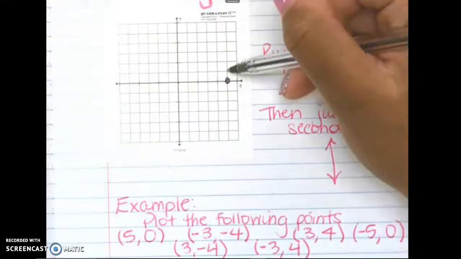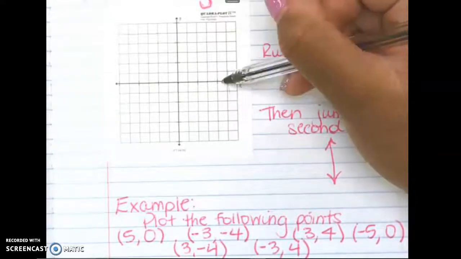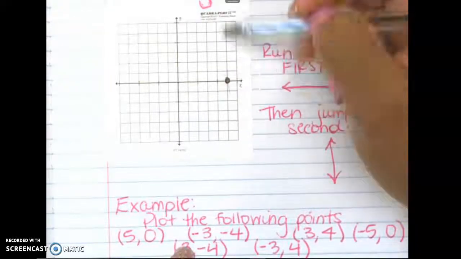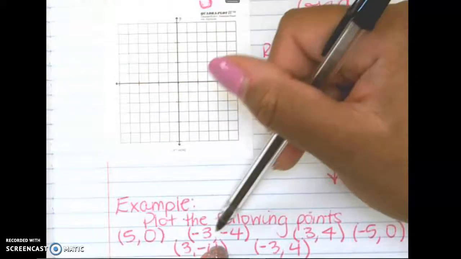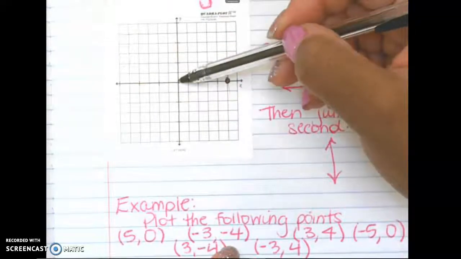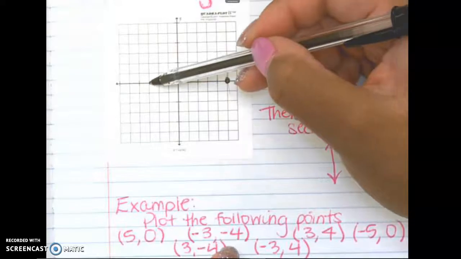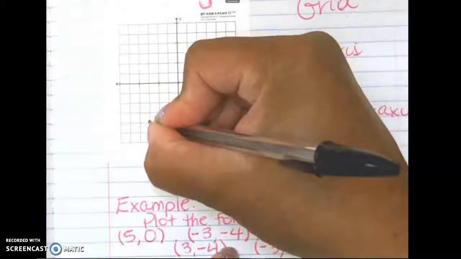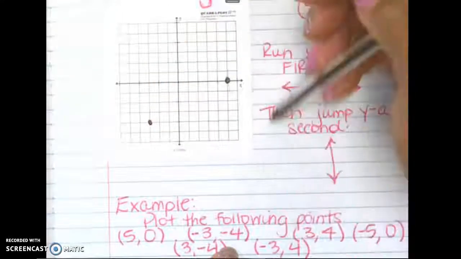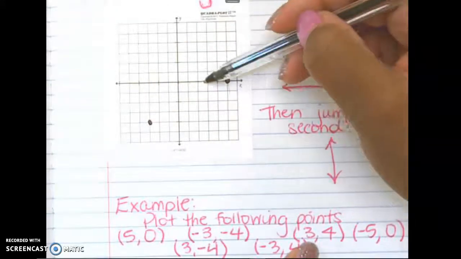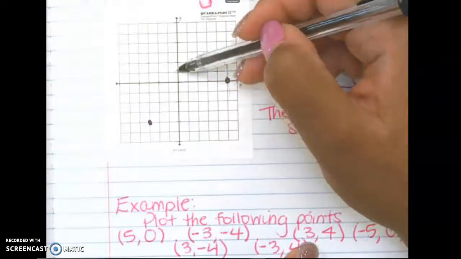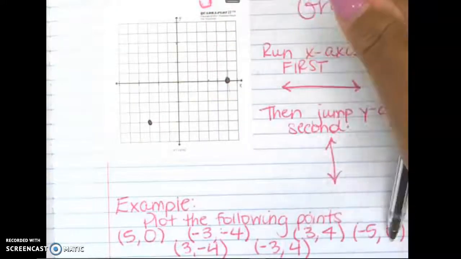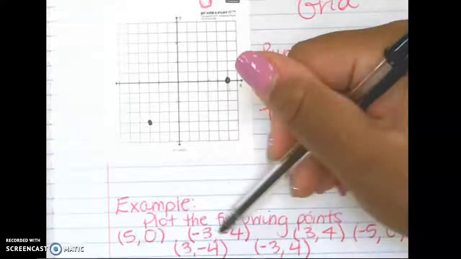Okay? It's at an intersection. It's where two lines cross. Now, if it were a half a point, then I would kind of go in between those points, or in between the lines. Plot the next number, -3, -4. So I start at my origin, I run to the left 3, and then I go down 4. Then I plot my point. Notice I'm not going to go to 3 and then plot a point, and then 4 and then plot a point. No, I'm making one point for each coordinate pair. That's 6 points total. 1, 2, 3, 4, 5, 6.